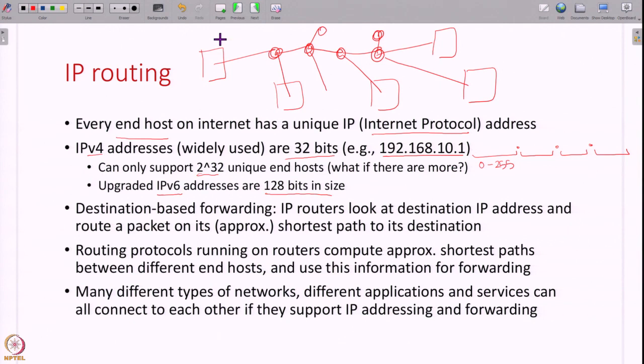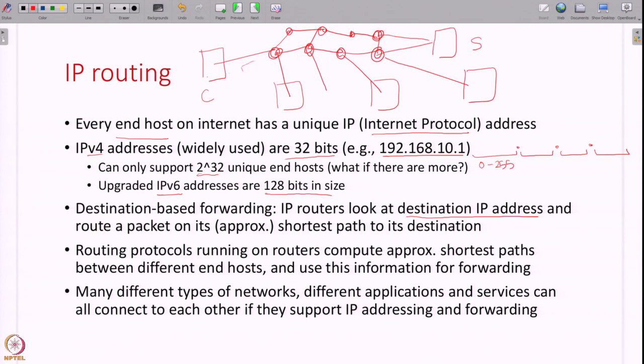Whenever one end host sends a packet to another end host, that packet is forwarded to the correct destination by these routers. And how do the routers do this? They look at the destination IP address and route the packet, of course not going all around, but trying to send it on the shortest possible path to the destination. So, suppose here is a client and here is a server, and there are many paths to this server. Each router on the path will pick the shortest path from the client to the server and forward data from the client to the server, and vice versa.